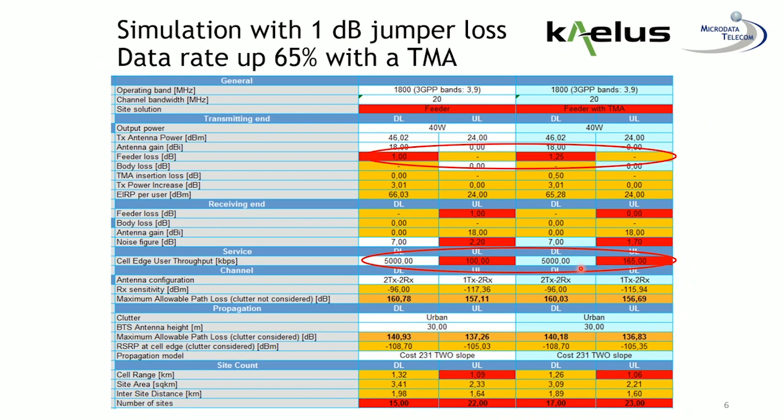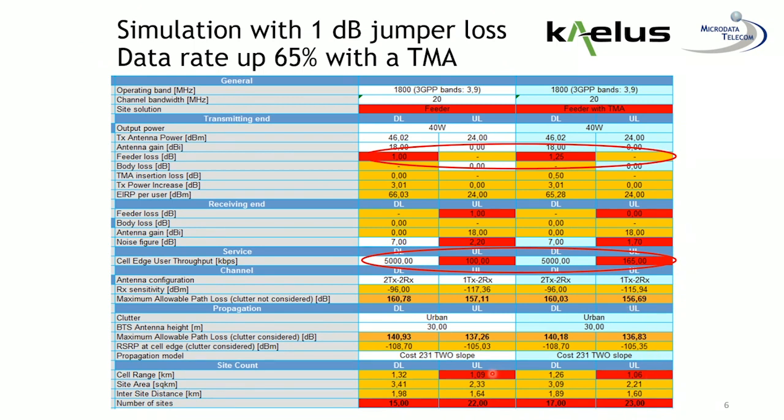With the TMA and only 1 dB of path loss, we still have 5 meg and 160 dB of maximum path loss. And now in uplink, 157 dB with 165 kilobits per second. That is 65% up, but okay, we're a few tenths of a dB short, so 60% up in speed for the uplink in performance from just 1 dB of path loss.